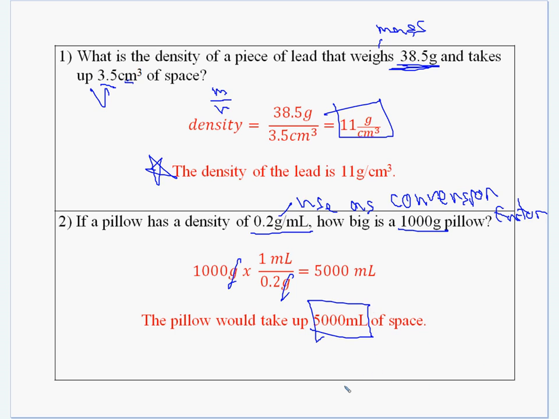Interesting. If you need more practice on density problems, you can rewatch the video, or you could look for density conversion on Google and see if you find a worksheet. That'd be cool.